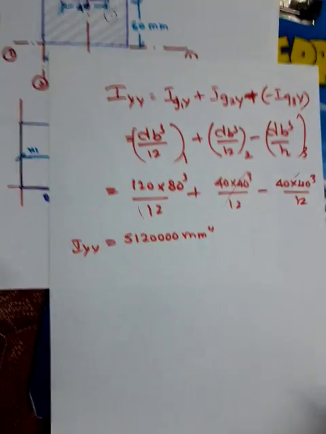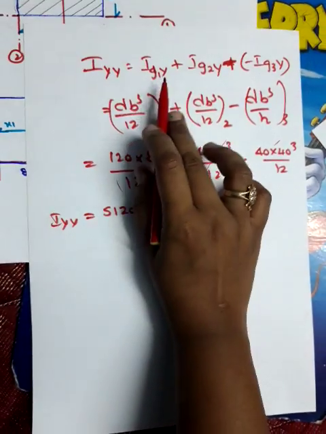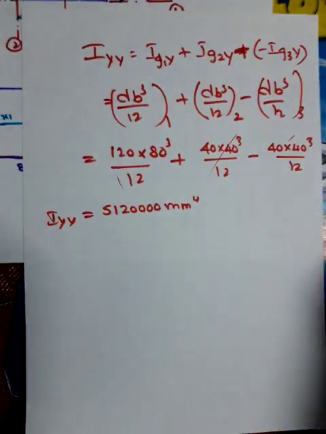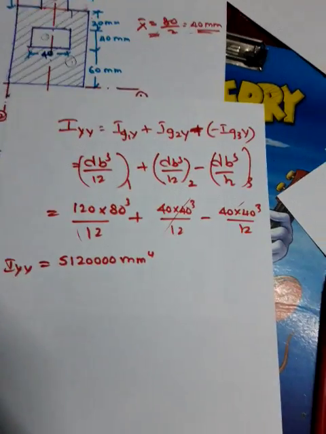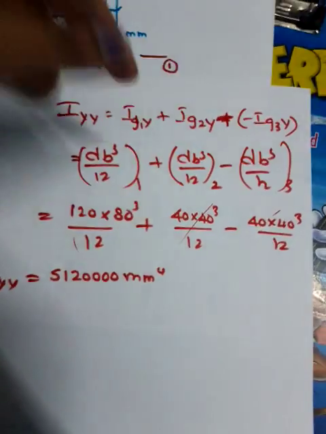So this will be the Iyy value which is required. This is the easiest method. If you have an axis of symmetry, you can directly use this kind of equation.